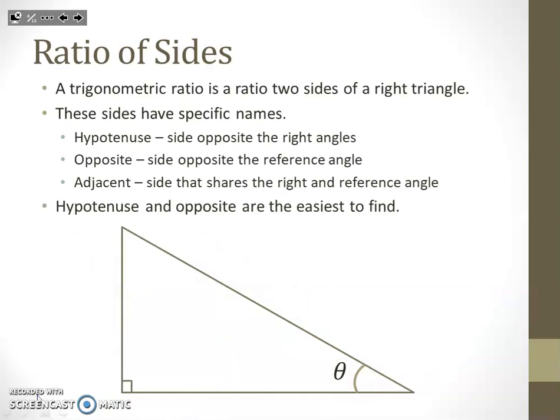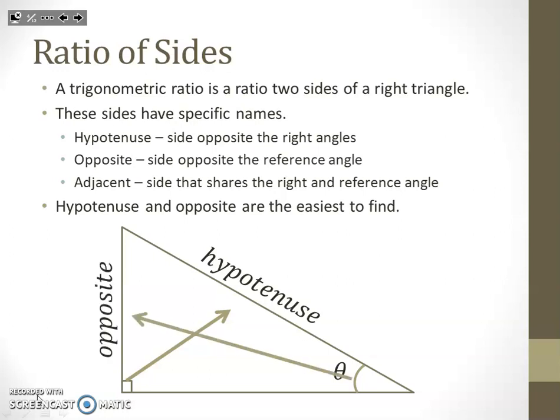Okay, your hypotenuse is going to be opposite your right angle. Your opposite side is going to be opposite your theta, okay? I think that these two sides are the easiest two sides to find. So I always tell kids to find your opposite and find your hypotenuse, okay? The last side is just the one that's left over. This one's the one that's left over. So that has to be our adjacent side, okay?